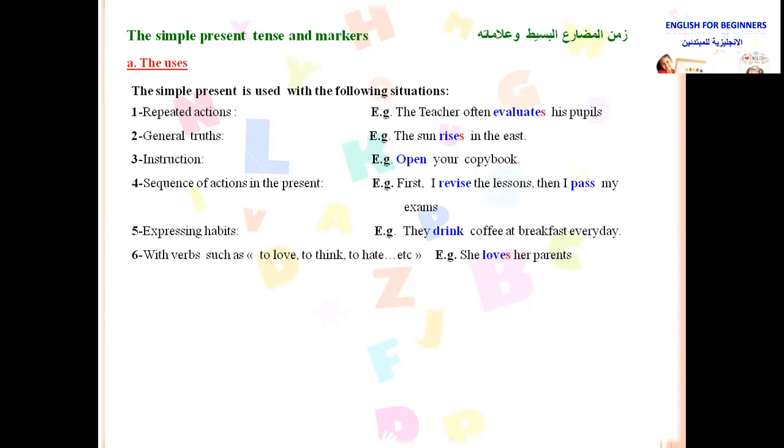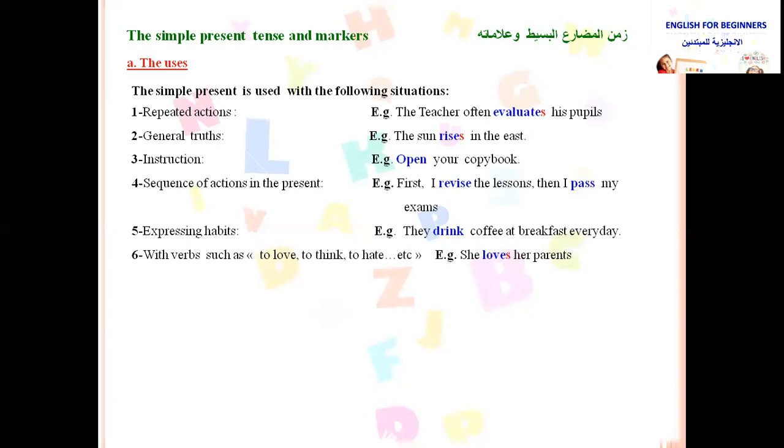Number 4, sequence of actions in the present. When we have several actions that exist in the present, for example, first I revise the lesson, then I pass my exam. Both actions exist in the present. So I revise is the first action, then I pass is the second action.